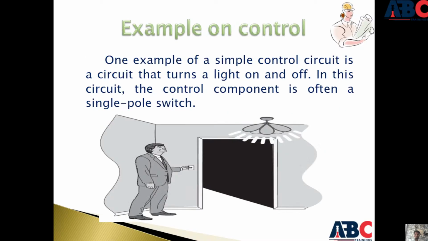Example of control. One example of a simple control circuit is the circuit that turns a light on and off. In this circuit, the control component is often a single pole switch.